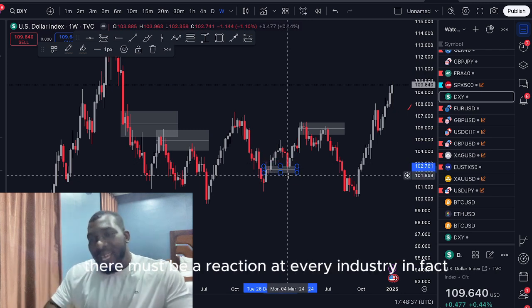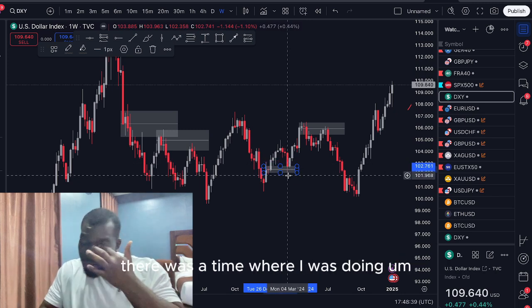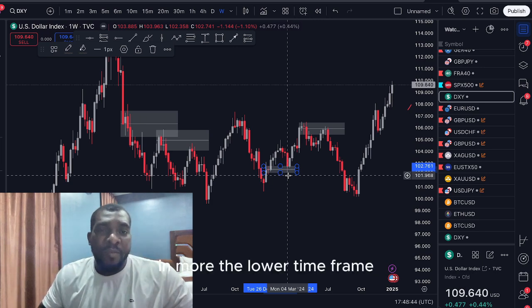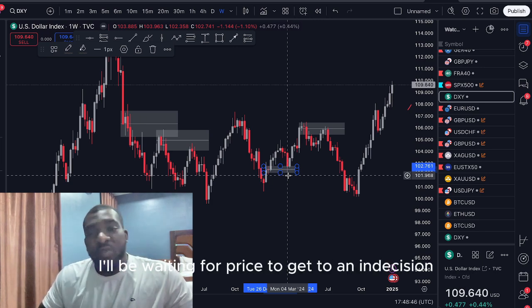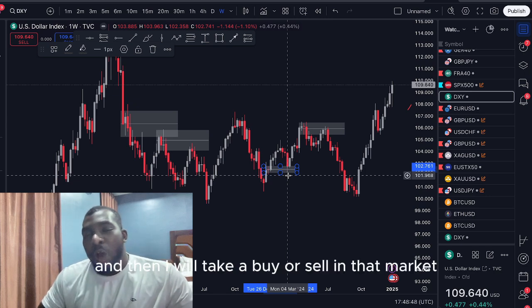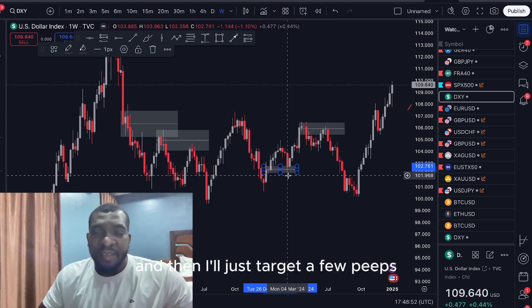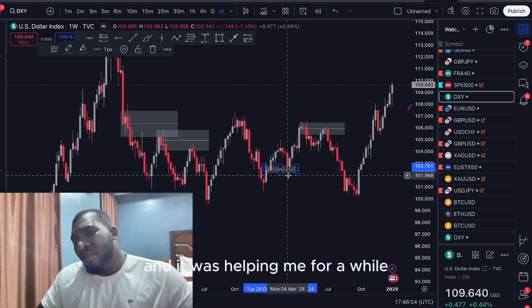There must be a reaction at every indecision candle. In fact, there was a time where I was trading more on the lower time frame. I'd wait for price to get to an indecision candle, and then I would take a buy or a sell in that market and just target a few pips. I'd put on a big lot size, and it helped me for a while.